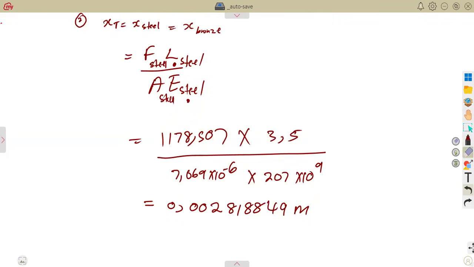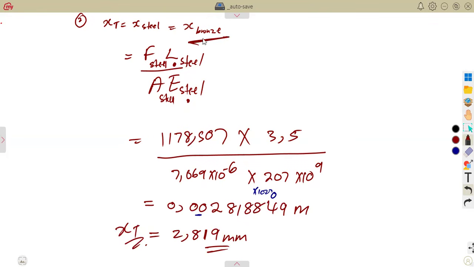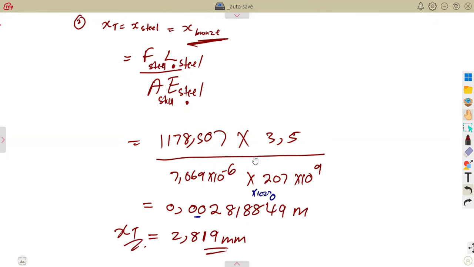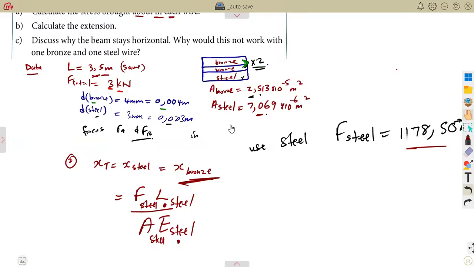It's up to you now. You can convert this to millimeters by multiplying by 1,000 because there are a few zeros there. So times 1,000, your answer is in what? Millimeters. That is going to give us 2.819 millimeters. So that's our total extension. From where? From one of these. So you can use the part of bronze. I want you to use that. Try it, calculate, and see what's going to happen.